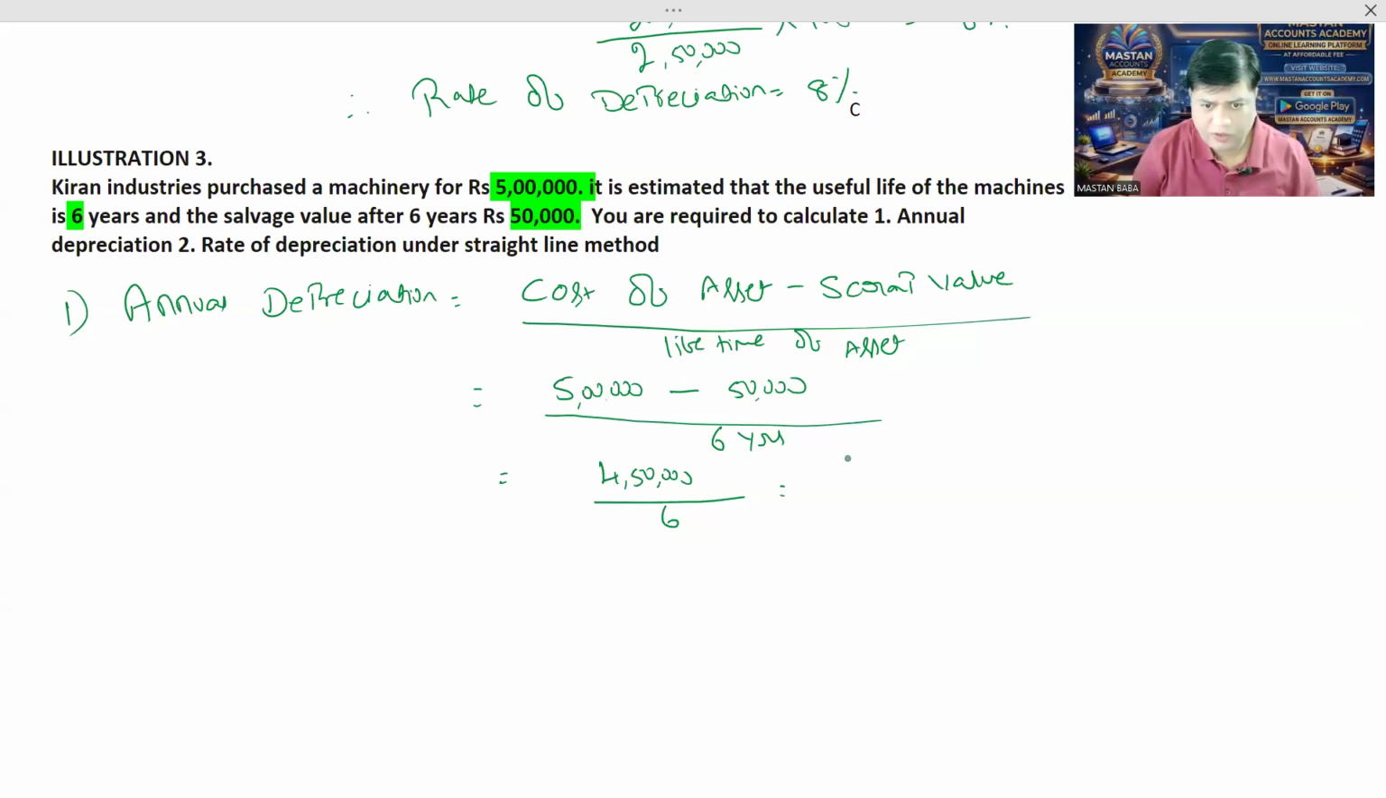Dear students, how much will you get here? You'll get obviously 75,000. So therefore, annual depreciation is equals to 75,000 rupees.